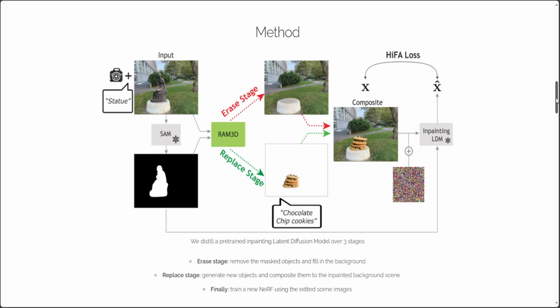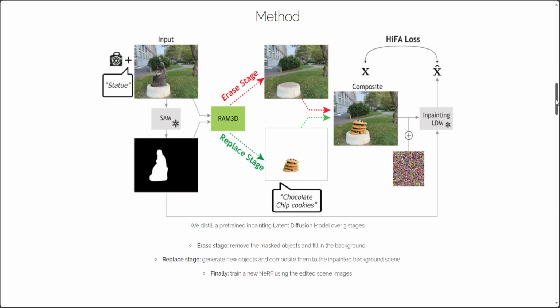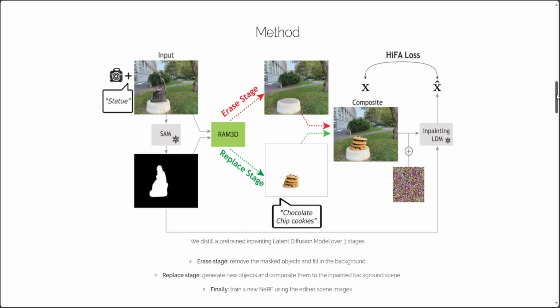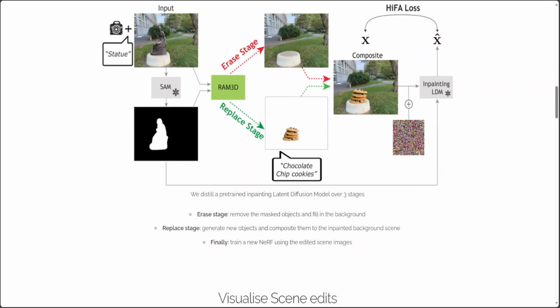Then at the end, it generates or trains a new NeRF using the edited image scene, as you can see here. Now, NeRF stands for neural radiance fields, and it refers to a framework for rendering 3D scenes from a set of sparse 2D images, and I have various other videos where I go into further detail. There are various other examples.